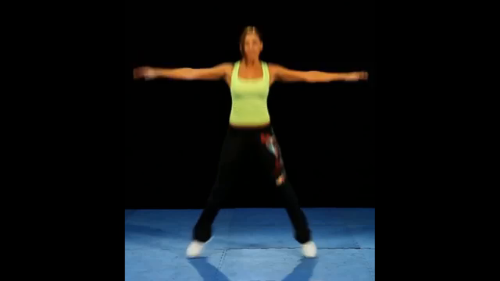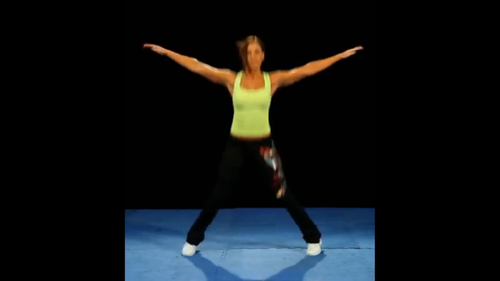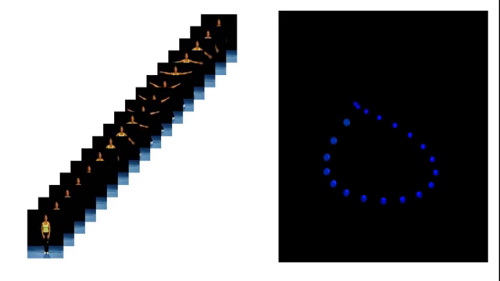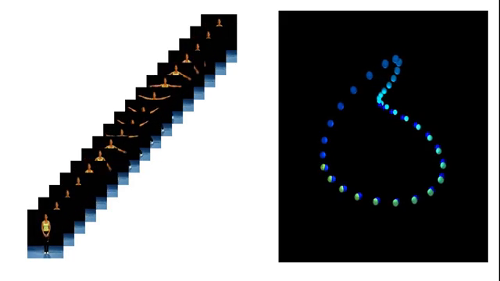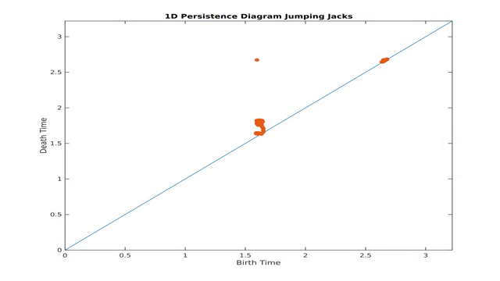Let's look at an example. Here's a video of a woman doing jumping jacks. And here's the sliding window embedding of that video with 3D PCA displayed to the right. In this example, only 13.6% of the variance is explained by 3D PCA. Yet with our topological tools, we see that indeed there is a strong 1D persistence class corresponding to a cycle.